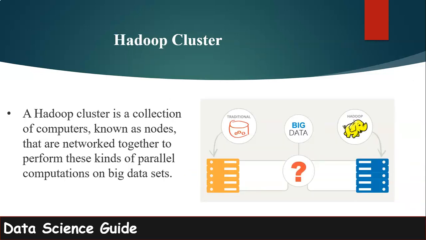A Hadoop cluster is a collection of computers, as we said, known as nodes. So we call each machine a node. And these nodes are networked together to perform these kinds of parallel computations on big data sets. So imagine you have a huge data frame, terabytes or more. There is no specific number here.